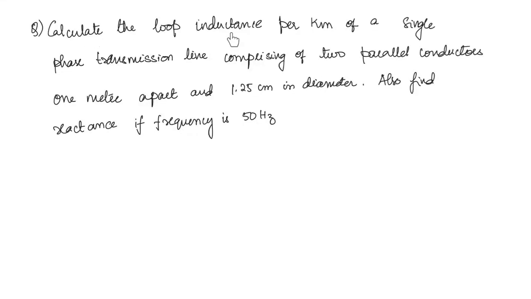Calculate the loop inductance per kilometer of a single phase transmission line comprising of two parallel conductors 1 meter apart and 1.25 centimeters in diameter. Also find reactance if frequency is 50 Hertz. So what do we have to find here? First we have to find the inductance per kilometer, and then we have to find out the reactance, which is nothing but 2 pi FL.